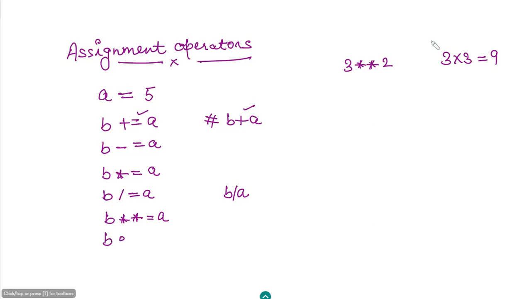B mod equal A and B floor division equal to A. That means we can use all the arithmetic operators in assignment operators, right? While assigning some value into a variable. Is it clear? Okay.